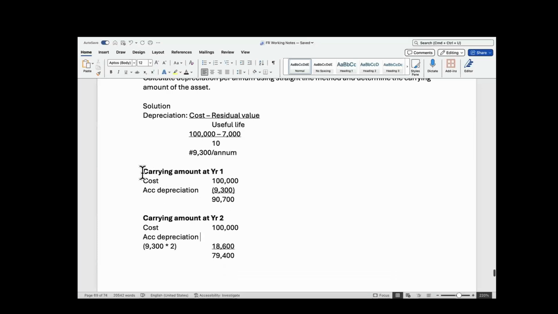Now, you see, this determination of carrying amount that I'm doing, all of this is done in my notes to the account, done in a fixed asset schedule. Sorry to butt in, but subtracting 18,600 from 100,000 is 81,400. Thank you, Nina. 81,400. Thank you.